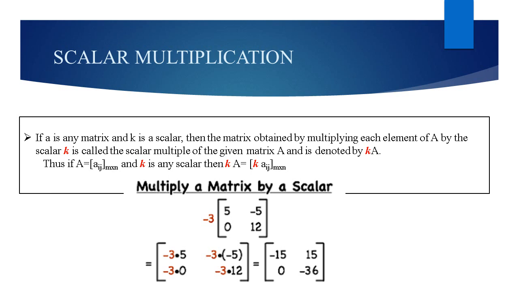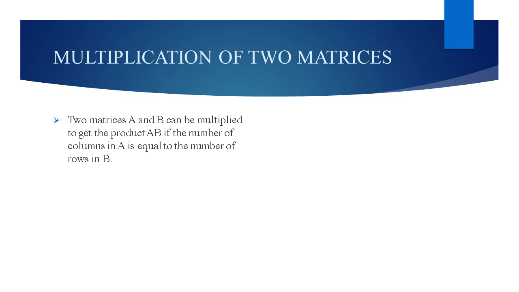Okay, so next, multiplication of two matrices. This is very important. Listen carefully. Two matrices A and B can be multiplied to get the product AB if the number of columns in A is equal to the number of rows in B. That means the number of columns in matrix A should be equal to the number of rows in matrix B.